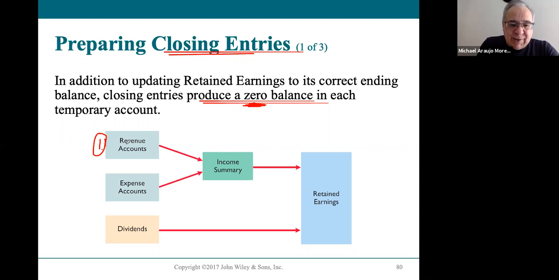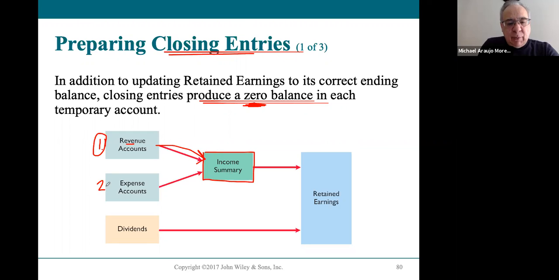So revenue accounts have credit balances. So to close the revenue account, we will debit it. So the debit and credit sides are equal. And then we transfer the money into a temporary account that you're going to learn about here called income summary. Income summary is simply a temporary account that we use to help close our books every year.